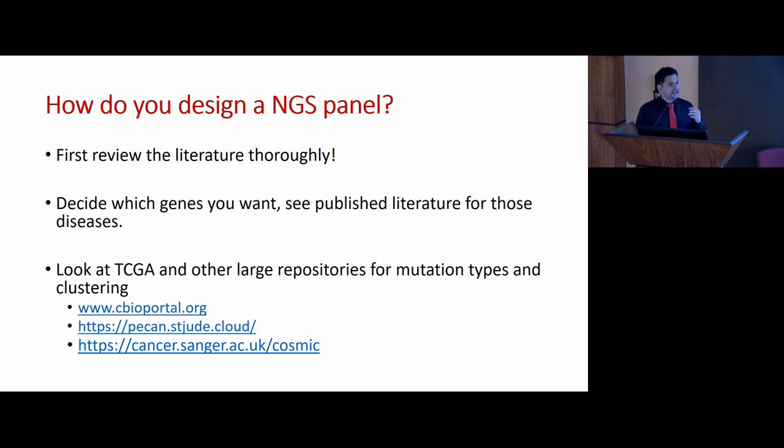If you want to do, let's say, a myeloid panel, look at all the common myeloid disorders and download all those papers. In every paper, there will be supplementary data. In the supplementary data, there will always be the gene symbol. It will have the NM ID that was used and what exons were covered. Most sensible reviewers will not accept a paper without this information, and that constitutes your panel. You want to see what genes you want, and what published literature is there for them. Then you have to look at large repositories for mutation types.